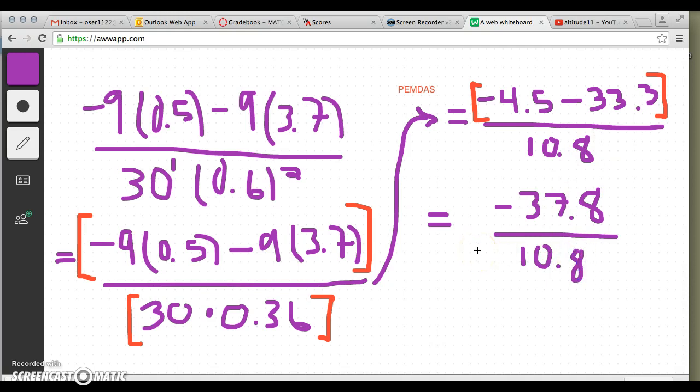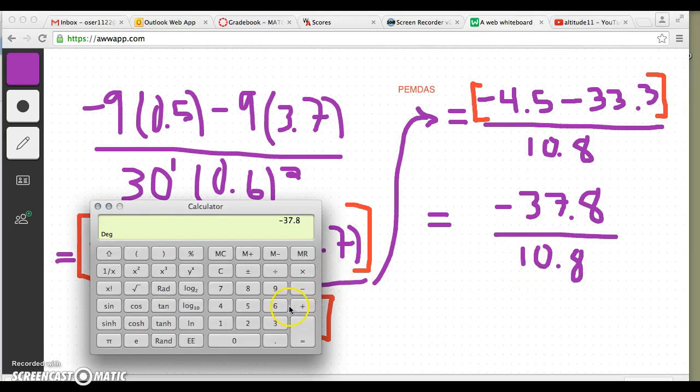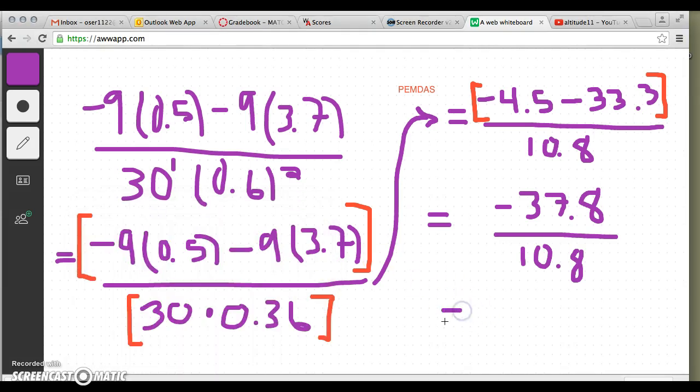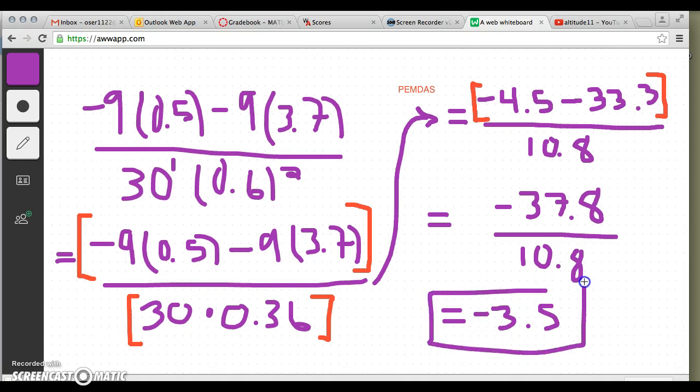All right, so we're very, very close to being done now. We're finally ready to perform this operation of division since we have simplified to a single number in our numerator and a single number in our denominator. So we have -37.8, that's the number already stored in my calculator, divided by 10.8. And that is equivalent to -3.5. All right. So that would be our final answer there.